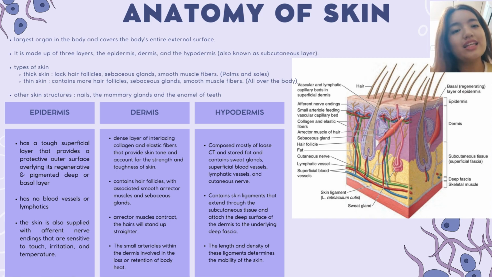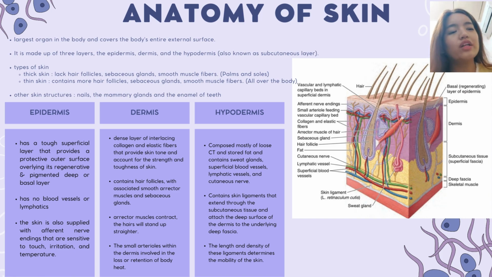Skin actually has two different types, which are thick skin and thin skin. Thick skin lacks hair follicles, sebaceous glands, and smooth muscle fibers. We can find this thick skin on palms and soles. While the thin skin contains more hair follicles, sebaceous glands, as well as smooth muscle fibers, so we can find it all over our body. Other than that, there are also other skin structures, which are the nails, mammary glands, and the enamel of teeth.